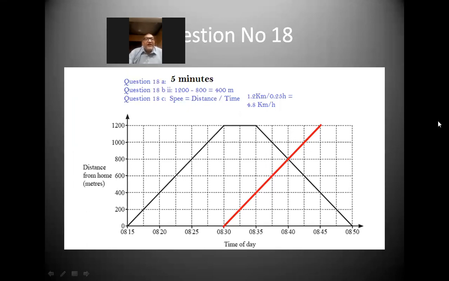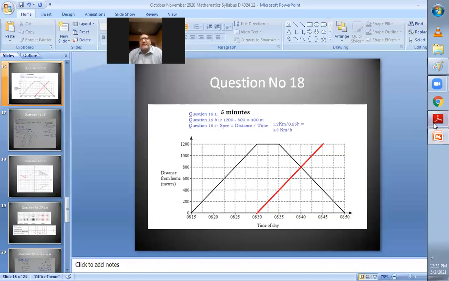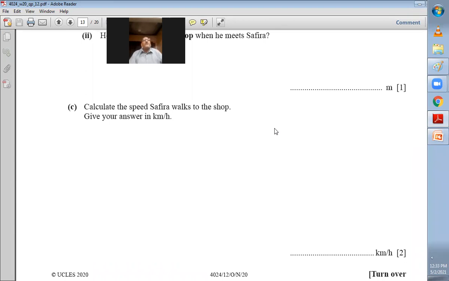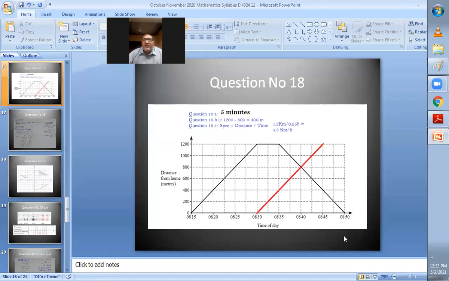Okay, the C part is question number 10. In the next question, he asked the C part, but he just calculated the speed Safira walks to the shop. Calculate the speed Safira walks to the shop. Give your answer in kilometer per hour. Okay, let me show you how I've done this work.